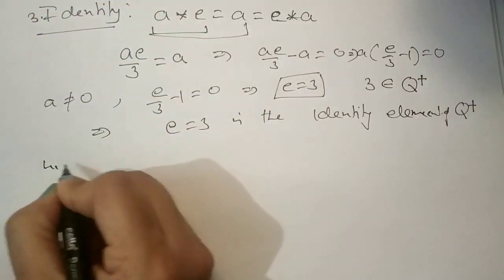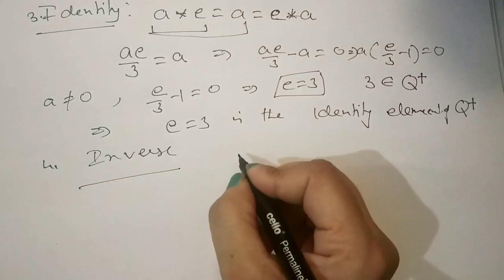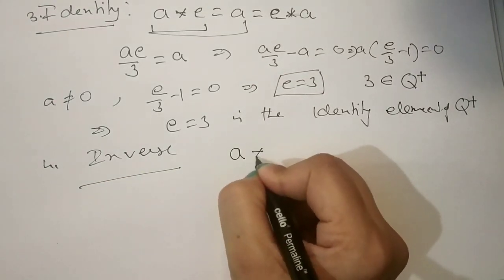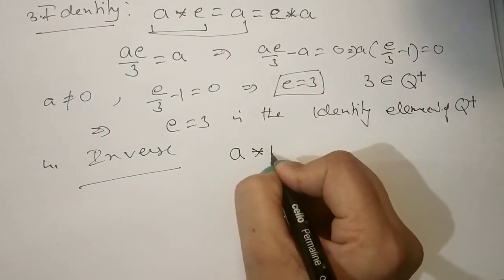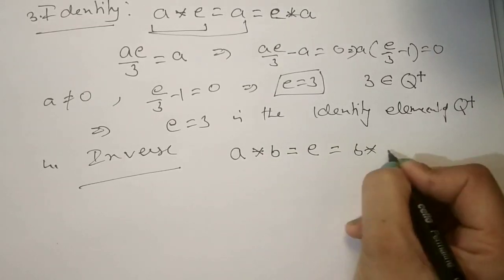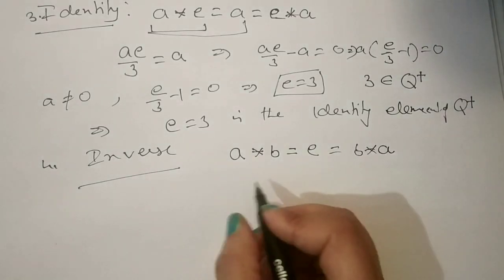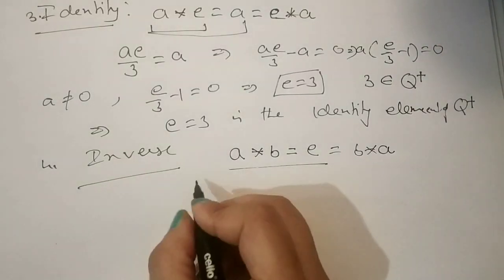Now the fourth property is inverse. Now what is inverse? Inverse means if we operate A with some element and the answer is E, and on the other hand also, this is the definition of inverse. Now we will solve one side only.